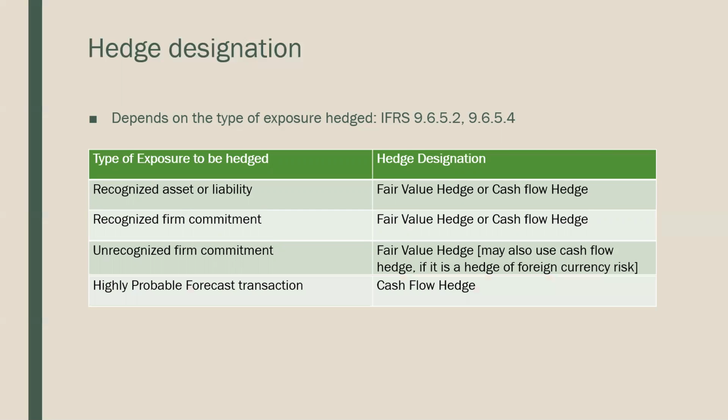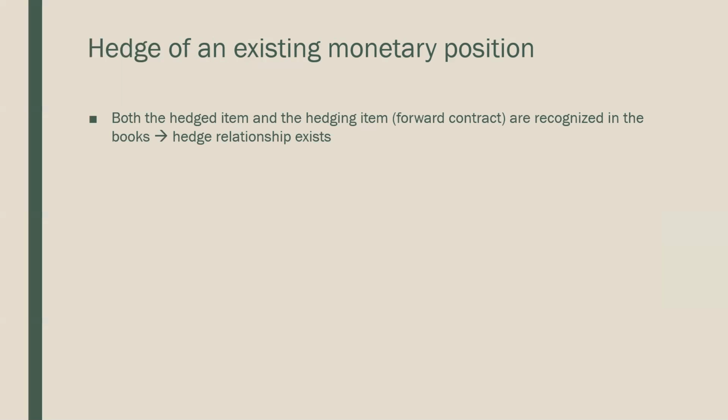And then finally, you can have a hedge of a highly probable forecast transaction, in which case we can only use the cash flow hedge designation. Okay, hedge of an existing monetary position. Both the hedged item and the hedging item, the forward contract, are recognized in the books, i.e., we have a complete hedge relationship. In this case, any gain or loss on the hedged item and the hedging item are reported in profit or loss.